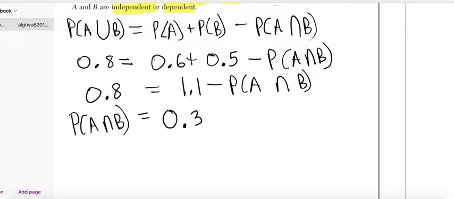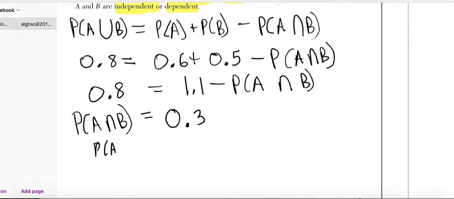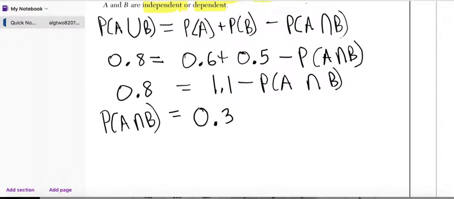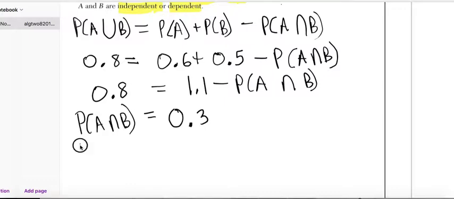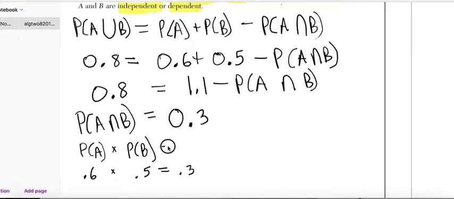So here's what I'm going to do. I want to now find out what's the probability of A times the probability of B. The probability of A is 0.6 times probability of B, which is 0.5 or a half. That becomes 0.3, right? They're equal.